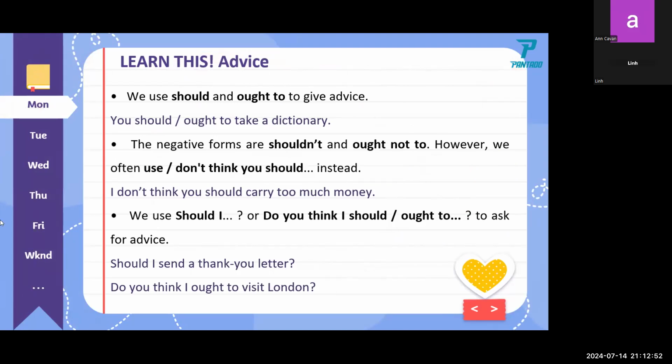If it's negative, Lihn, you are going to say should not or ought not to, okay? So we use should to ask for advice. If you are going to ask for advice, you have to use should.